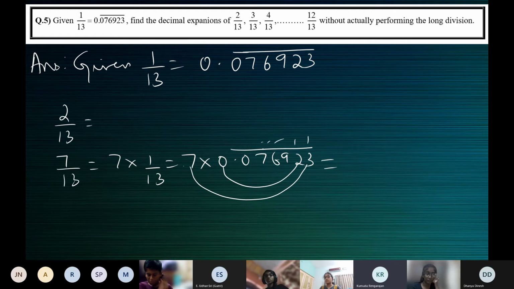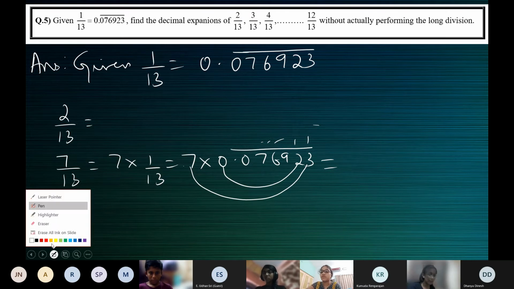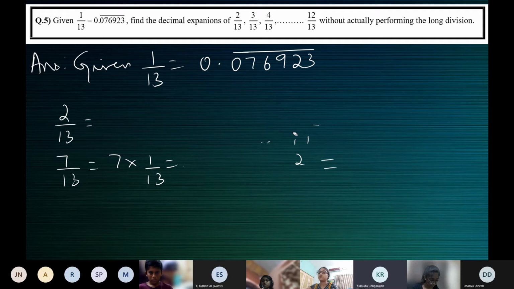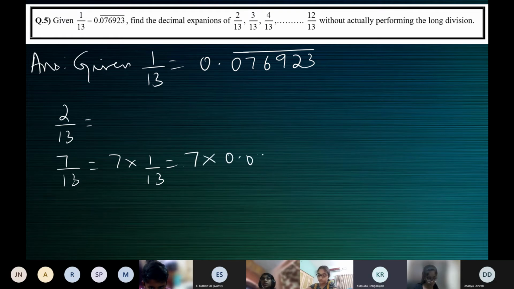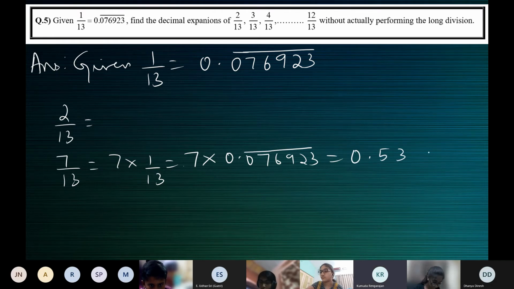Don't do all this and write numbers here. All that should be done in the rough column. So here in the main work, what you must show is 7 into 0.076923 recurring, and do the calculation in the rough column and write the final answer here. The final answer is 0.538461 recurring. See, it should be like this. That multiplying, do it in the rough column.